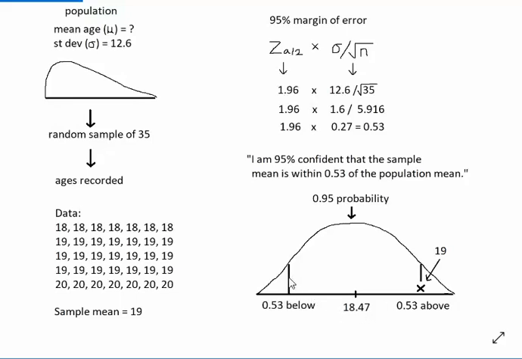Now let's see what the population mean would equal if the sample mean of 19 was down here at this boundary. If the sample mean is down there, then the population mean would be 0.53 above 19. It would be 19.53.